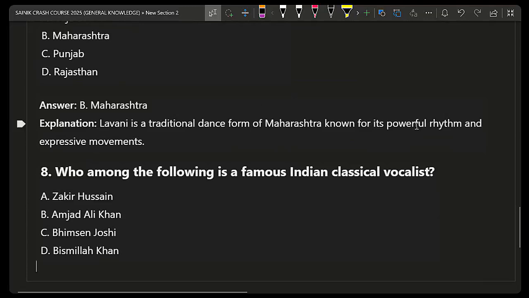Who among the following is a famous Indian classical vocalist? Zakir Hussain, Amjad Ali Khan, Bhimsen Joshi, Bismillah Khan.